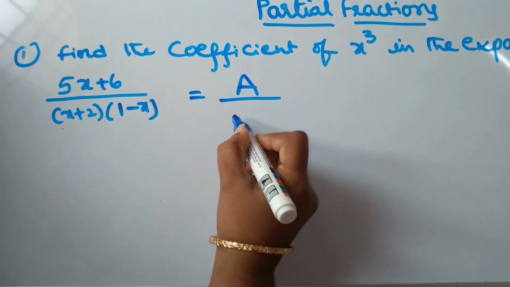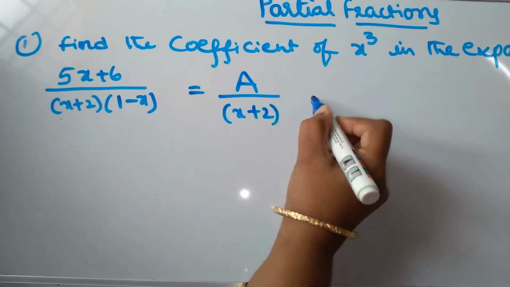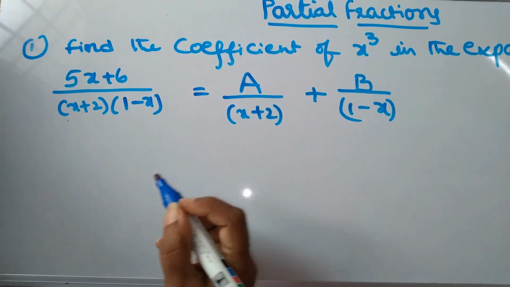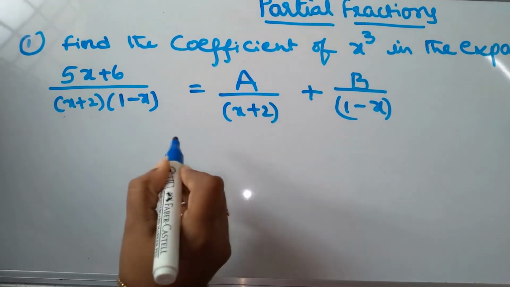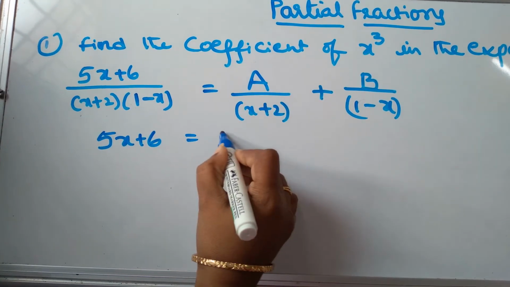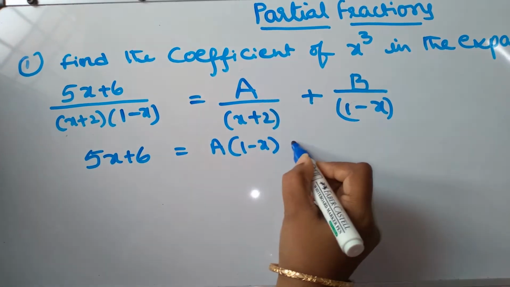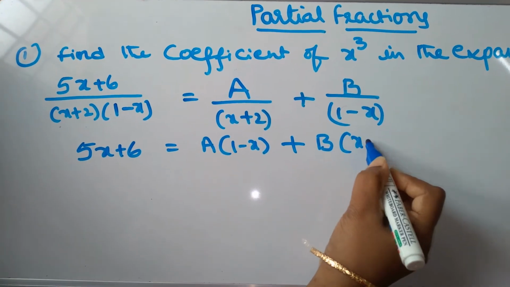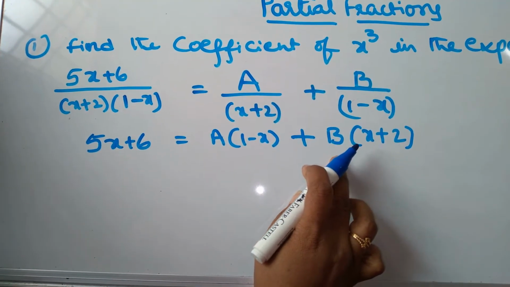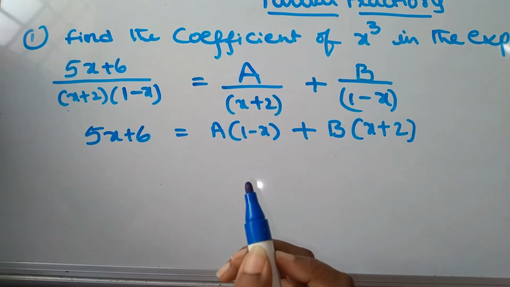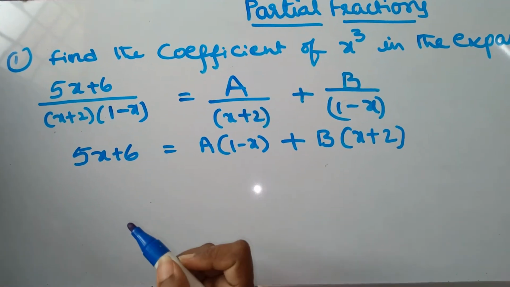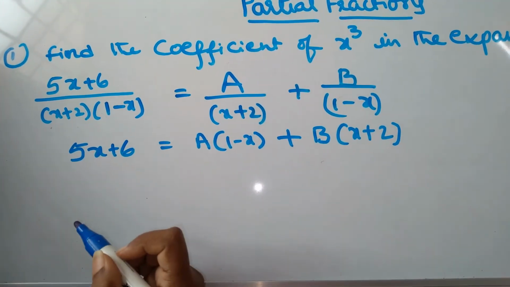We can write it as a by (x plus 2) plus b by (1 minus x). Let us take the LCM and cancel out the denominator. We get 5x plus 6 is equal to a into (1 minus x) plus b into (x plus 2). In order to get the values of a and b, we first put x equals to 1 and then substitute x equals to minus 2. Then we will get the values of a and b.